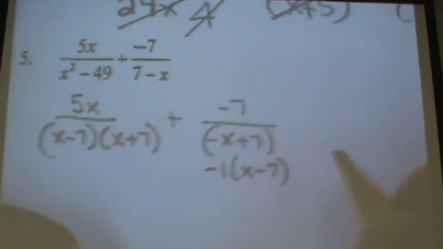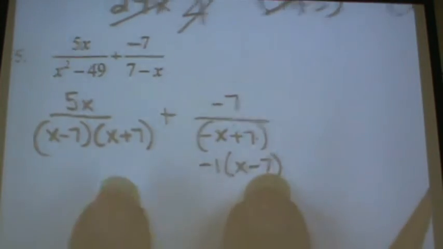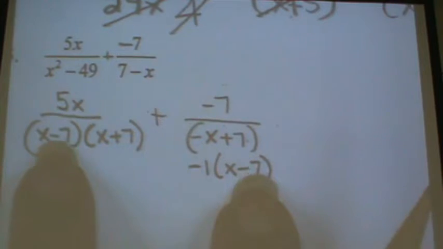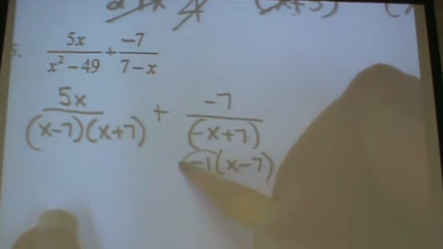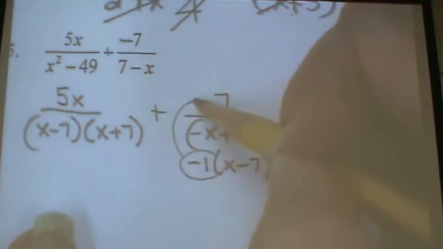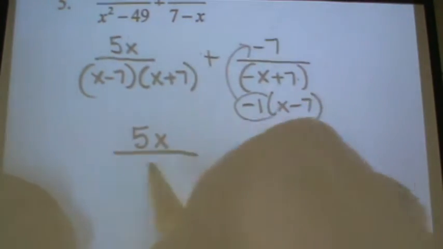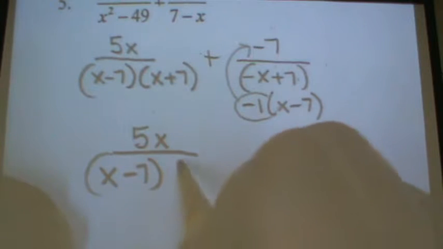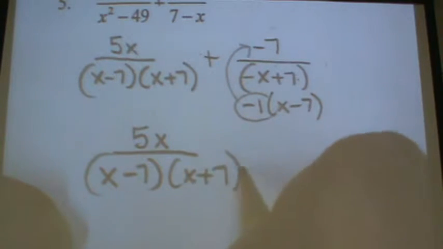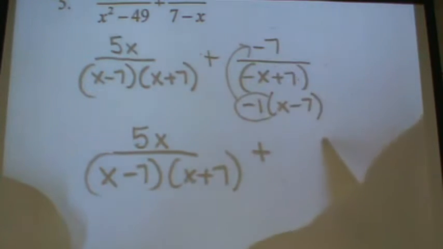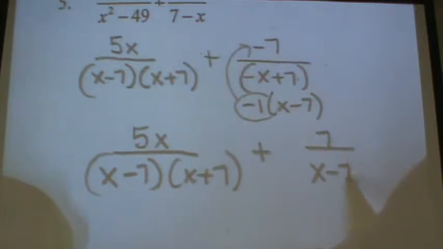These two are the same thing, which, this is now that. So what can I do with this little negative 1 here? Bring it up on top. So what you have here is really 5x over x minus 7, x plus 7, plus, this is now going to be a positive 7 over x minus 7.